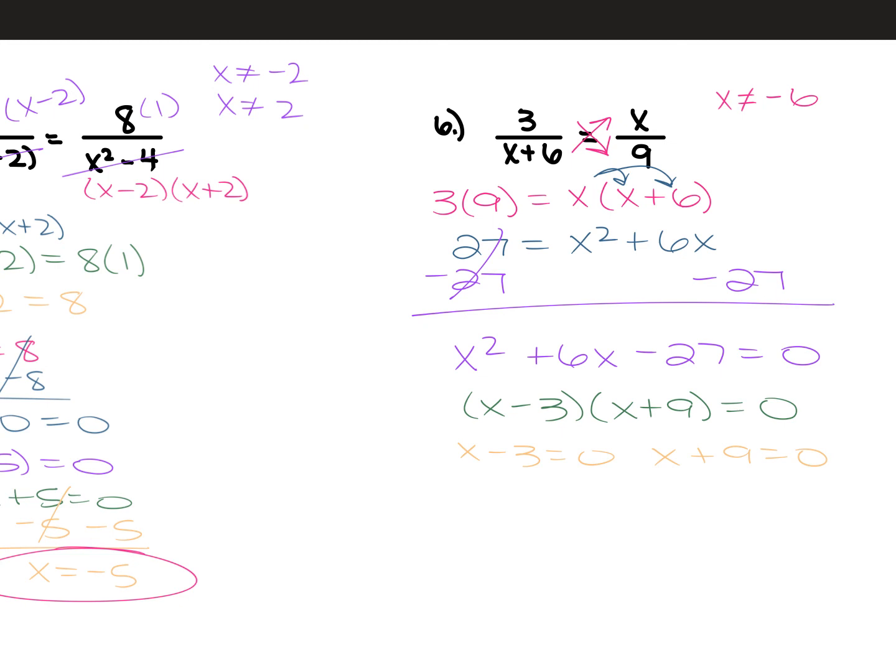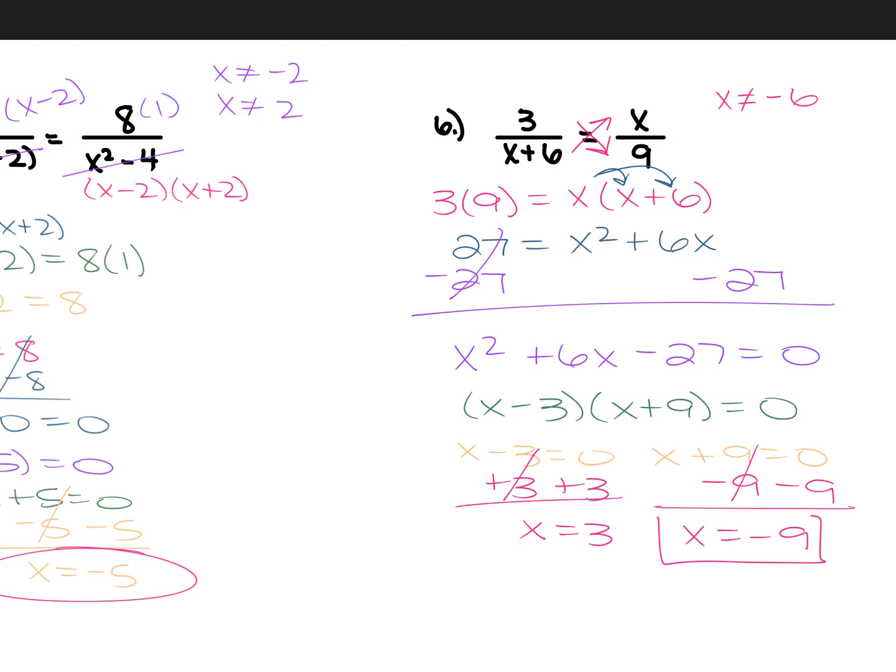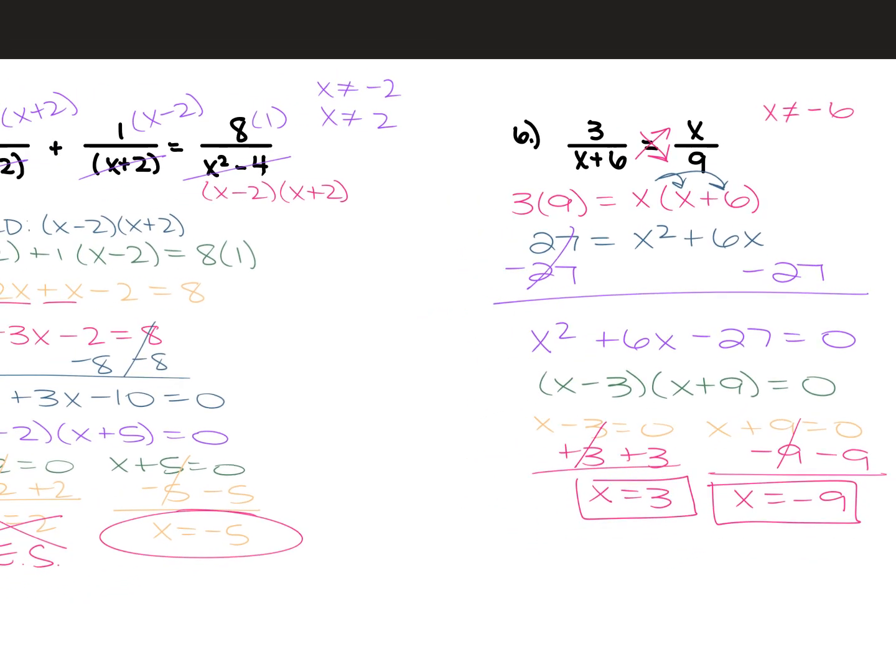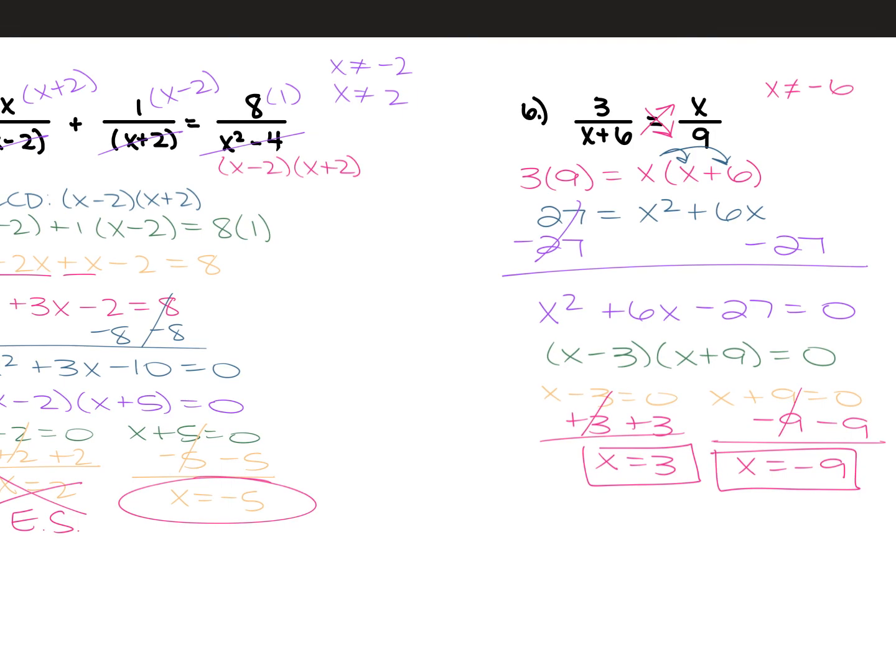We move the 3 over by adding it to both sides. We get that x is equal to 3. We move the 9 over by subtracting it from both sides. We get x is equal to negative 9. So we have 3 and negative 9 that are solutions to this one. And they both are solutions since neither one of them is the negative 6.